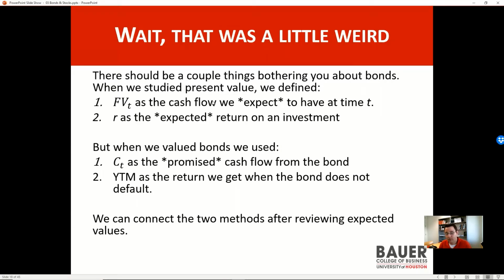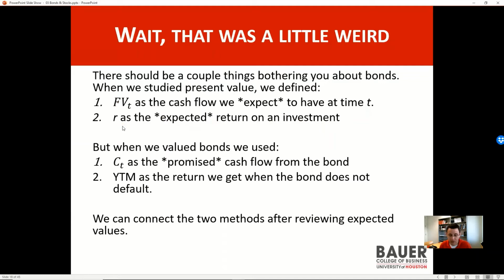If you remember from present values, all the way back to the first thing we did, we defined the present value function, right? The present value is equal to the future value divided by 1 plus r to the t. We said that this future value was what we expect to happen at time t. We expect to have some cash flow at time t, and r is our discount rate. That's what we expect to earn on an investment with that risk. Okay, so you discount these expected cash flows by this expected return.